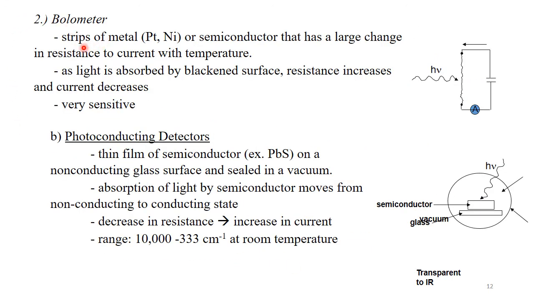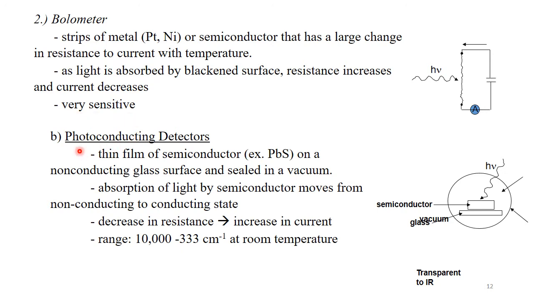Bolometer. Strips of metal, platinum, nickel or a semiconductor that has a large change in resistance to current with temperature. As light is absorbed by the blackened surface, resistance increases and current decreases. The bolometer is very sensitive.